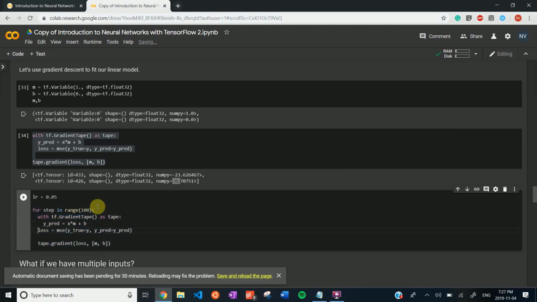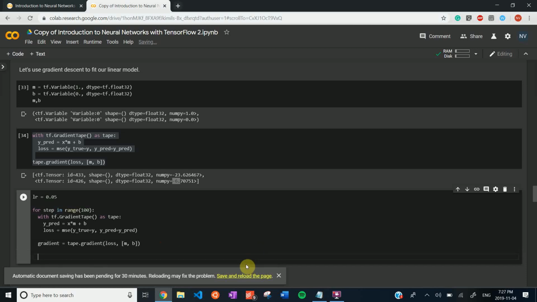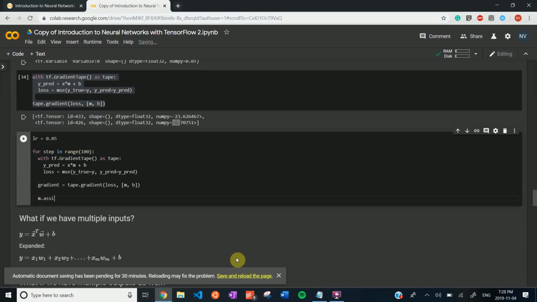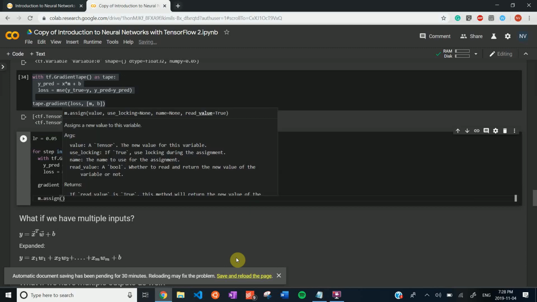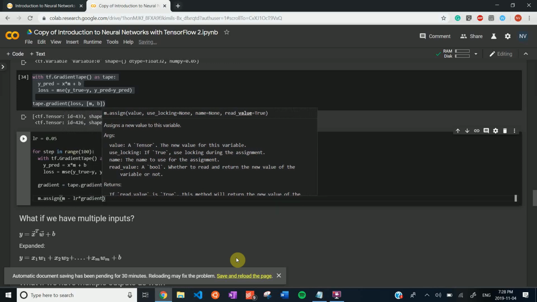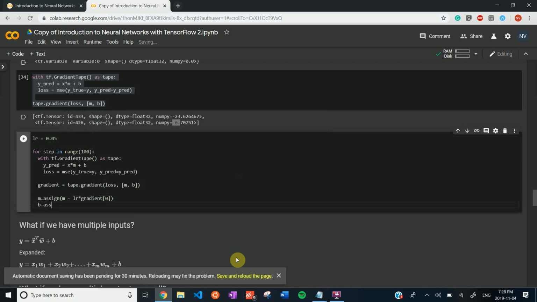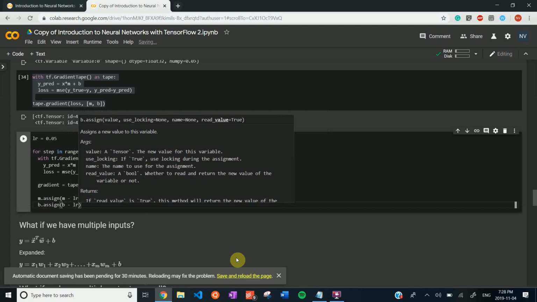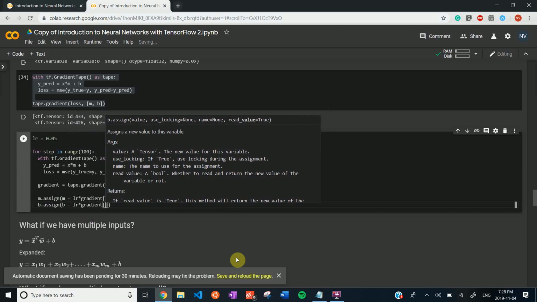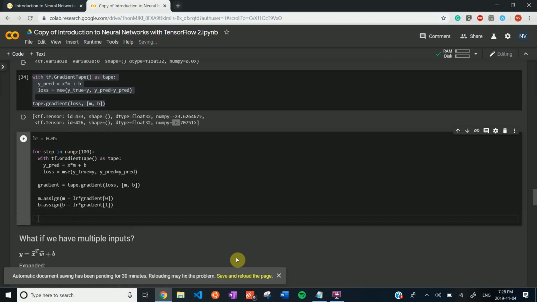Here we're computing the gradient, and we're going to store that. And now we're going to travel in the direction of the negative gradient, exactly what I said before. So we assign m minus learning rate times the derivative for m, and we assign b minus learning rate times the derivative for b. And now we can also just print out, every 10 steps, what the loss is looking like.